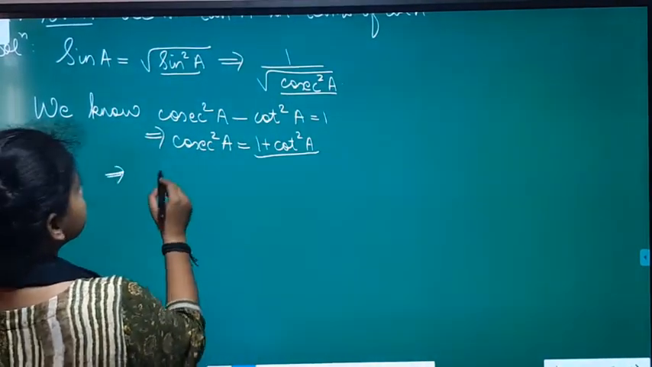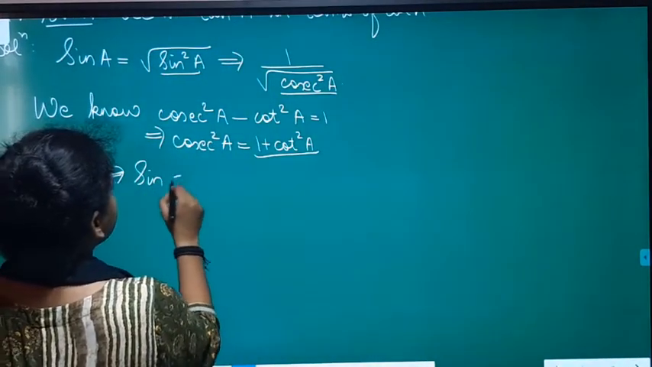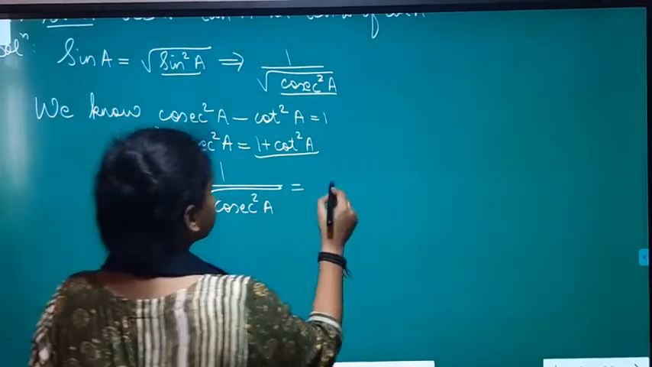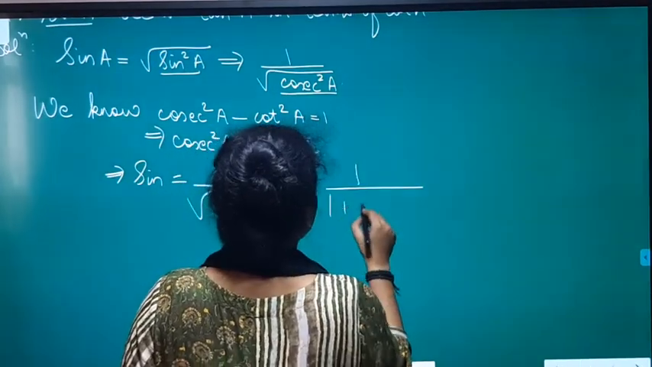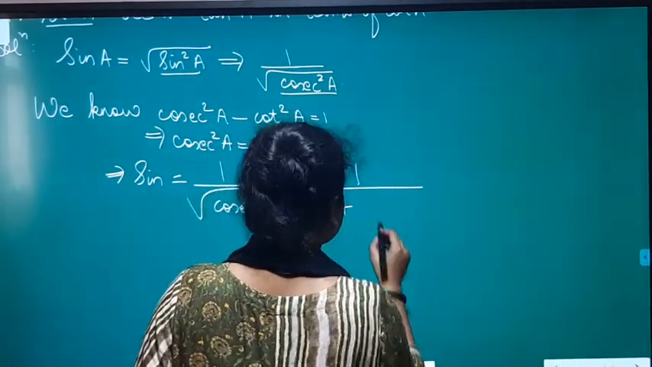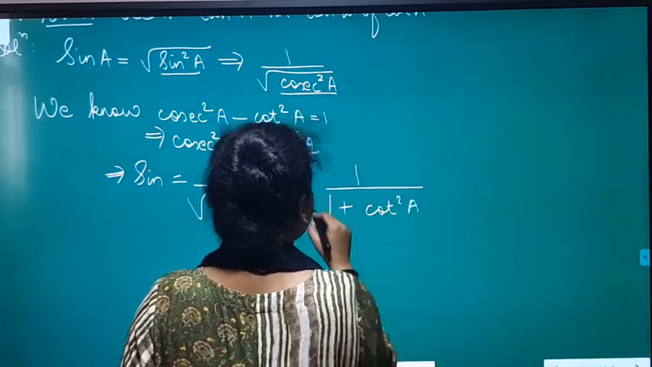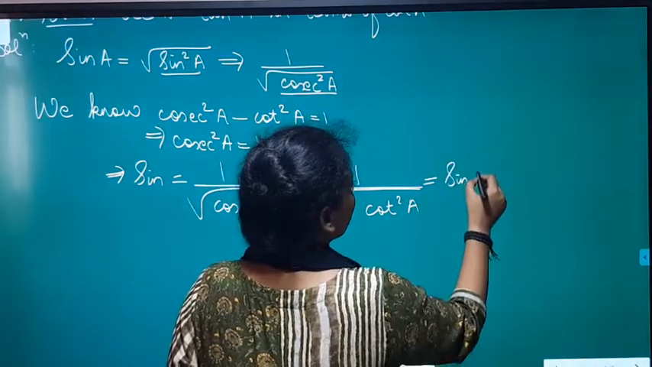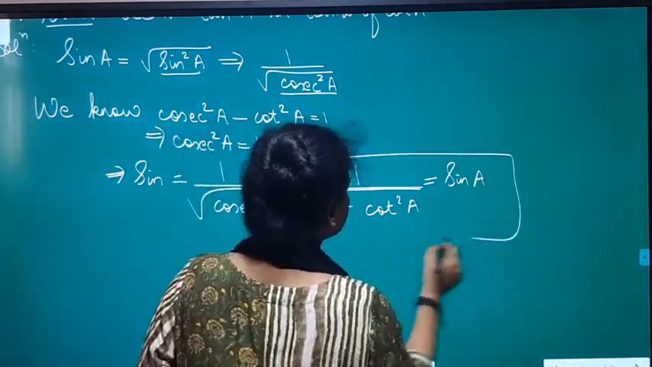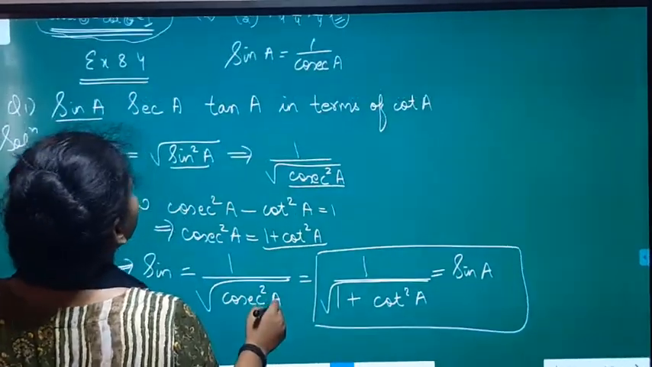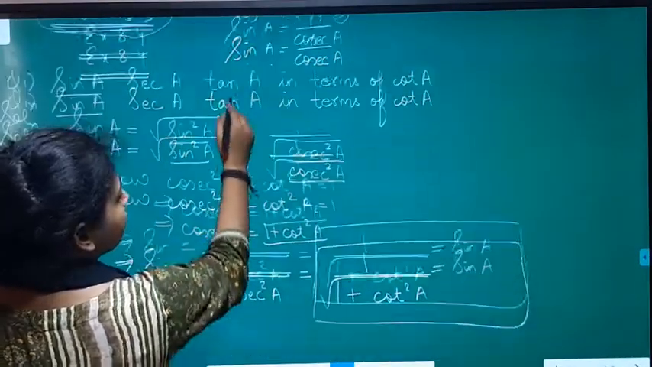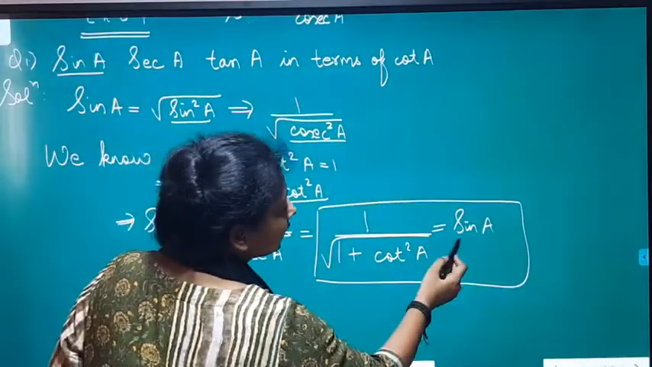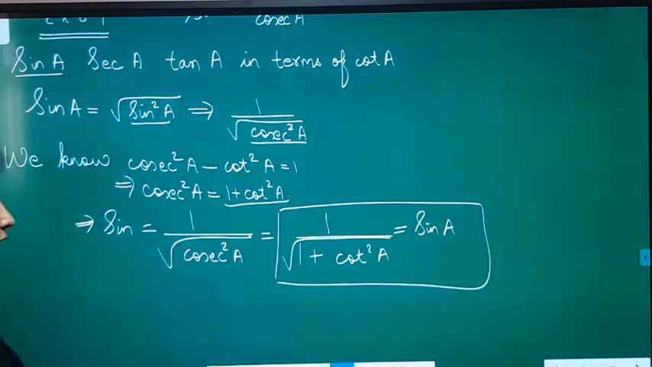So we'll get sin A equals to 1 upon under root cosec square A, and in place of cosec square I am writing 1 plus cot square A under root. Hence, we have written the value of sin A in terms of cot A. See, we had to write sin A in terms of cot A, and here I have written the value of sin A in the form of cot A.